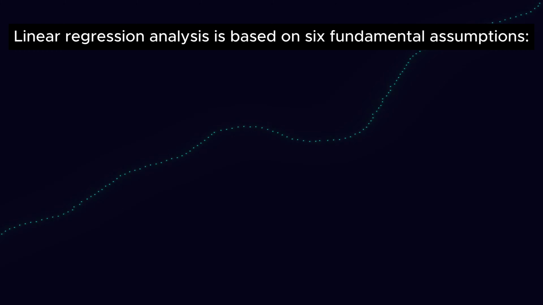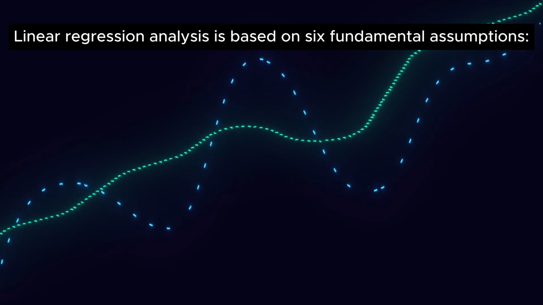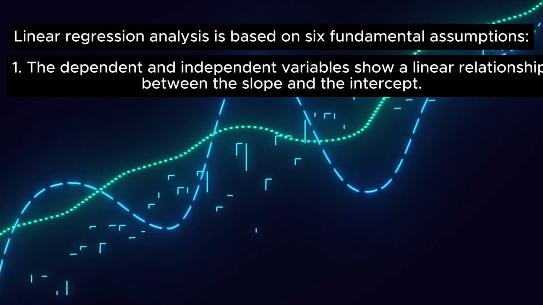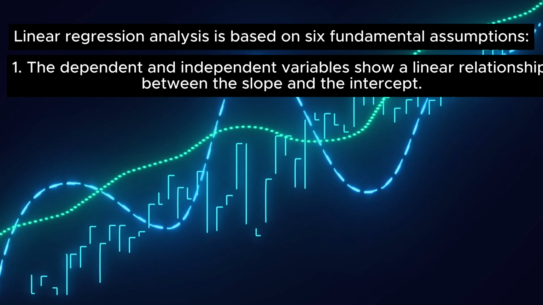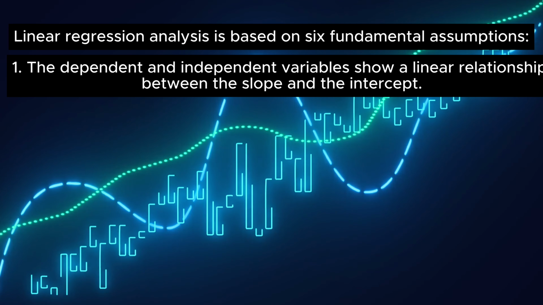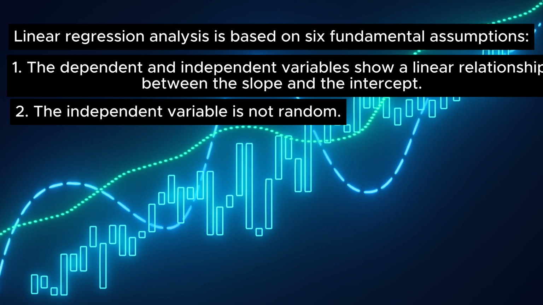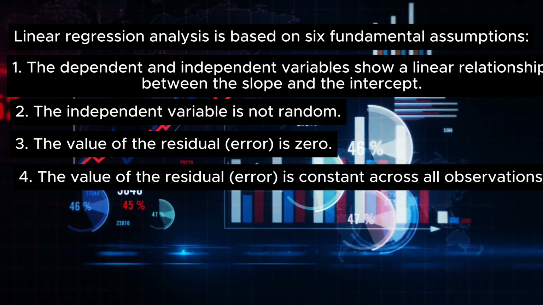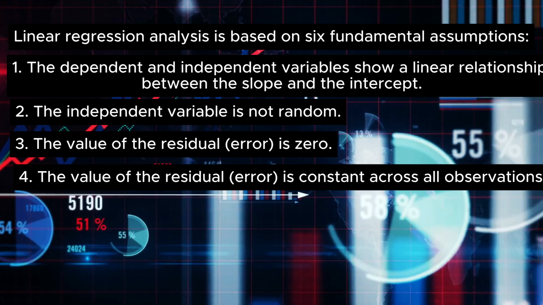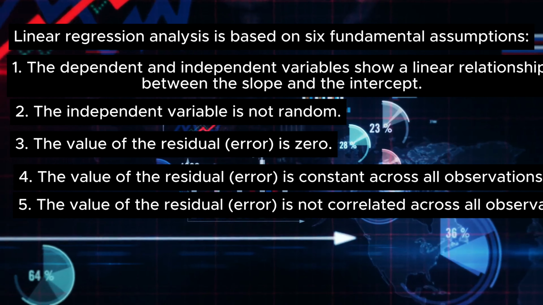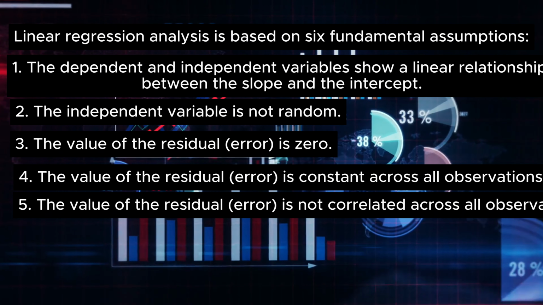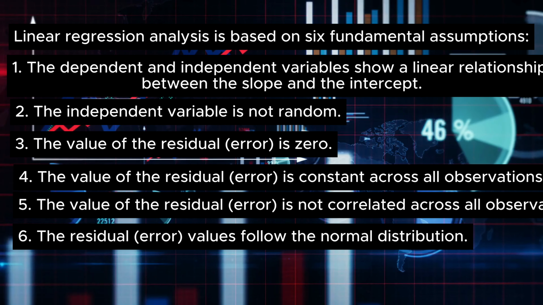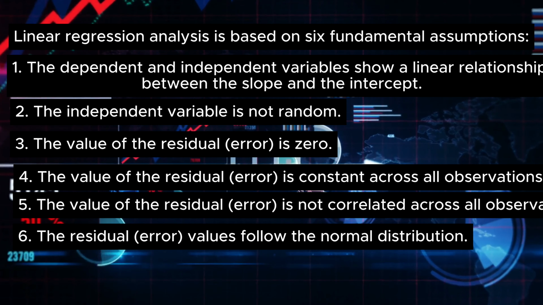Regression analysis, linear model assumptions. Linear regression analysis is based on 6 fundamental assumptions. 1. The dependent and independent variables show a linear relationship between the slope and the intercept. 2. The independent variable is not random. 3. The value of the residual error is 0. 4. The value of the residual error is constant across all observations. 5. The value of the residual error is not correlated across all observations. 6. The residual error values follow the normal distribution.